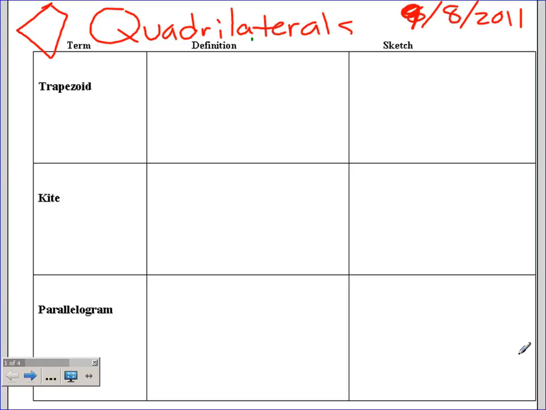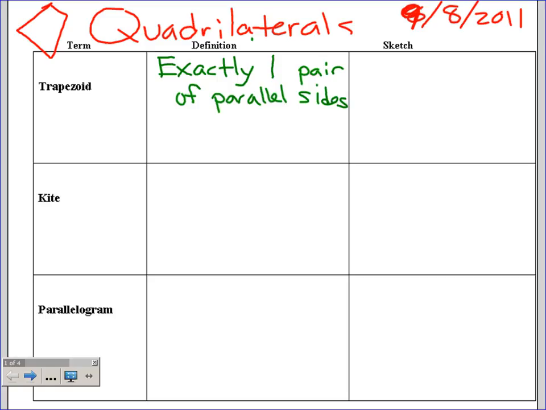Okay, first one, trapezoid. By definition, exactly one pair of parallel sides. That's it. Exactly 1 pair of parallel sides. Okay? That's all you need. If it had 2, it's called something else. If it had 0, well, it's not a trapezoid. Okay? So it has to have exactly 1 pair.